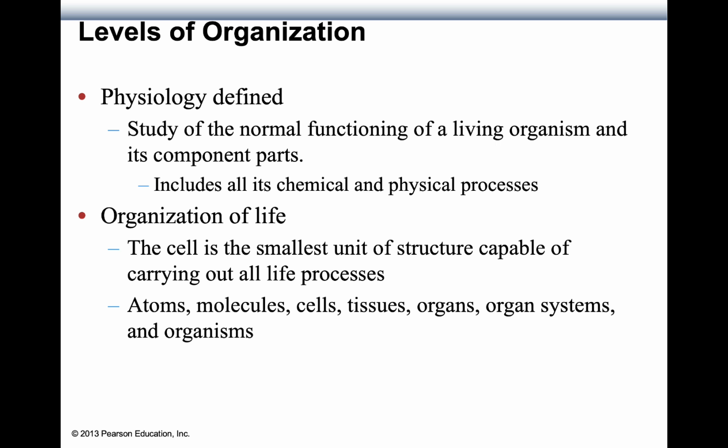So the organization that we have in science is the smallest unit, which is the atom, and then it jumps to molecules, cells, and tissues. Tissues group together to create organs, organs come together to create organ systems, and those organ systems create organisms as a whole. In this course, we're going to be looking at cells, tissues, organs, and organ systems.